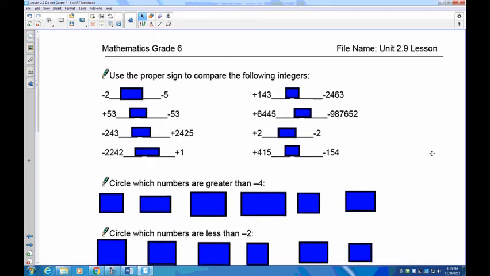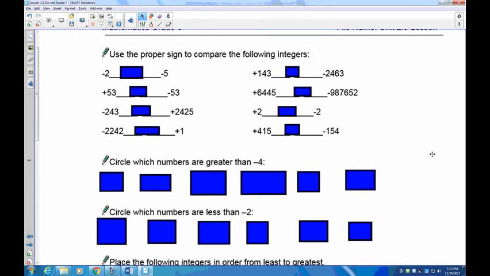So here's a bunch of stuff that I want you to take a look at. Use the proper sign to figure out which goes where. So these are all mixed up. See if you can figure it out. So pause the recording and do the next 8. Well, let's see how you did.